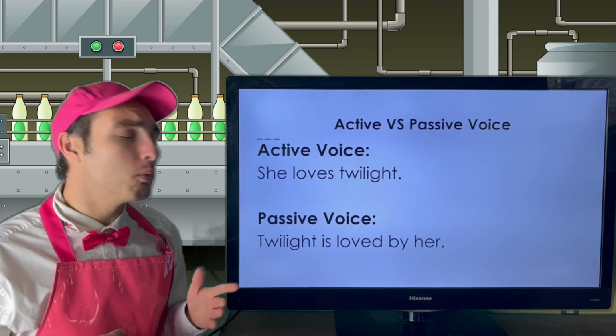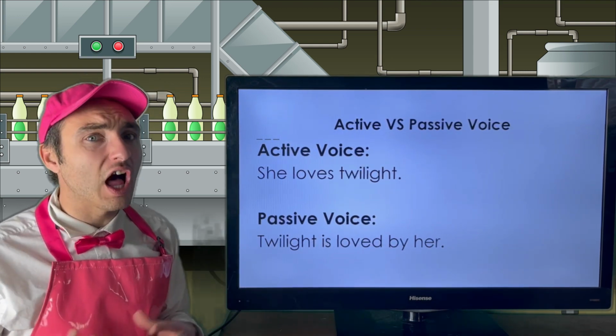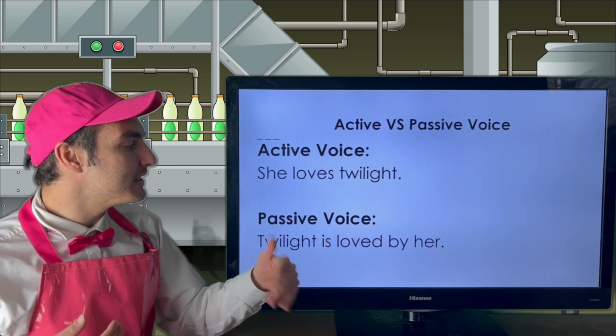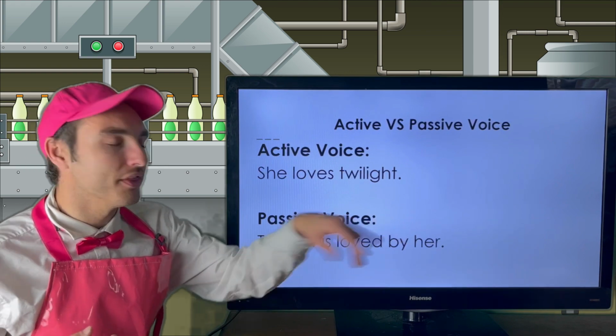Also, you'll notice that the word by appears a lot in passive voice. Why? Well, it makes sure to help emphasize that the verb is acting upon the subject.